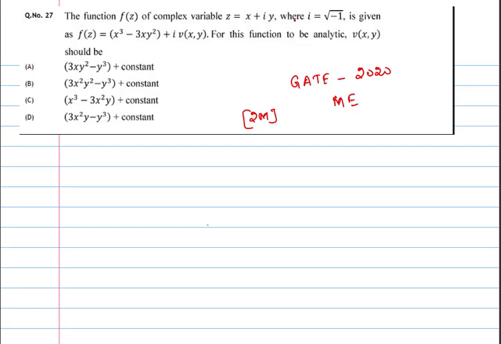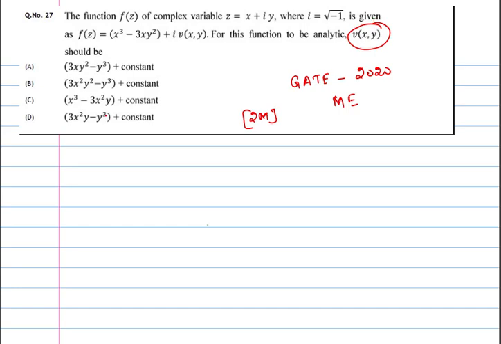x plus iy, where i equals square root of minus 1, is given as f of z equal to x cube minus 3x times y square plus i times v of x comma y. For this function to be analytic, find the v of x comma y. I have to find what is the v of x comma y.